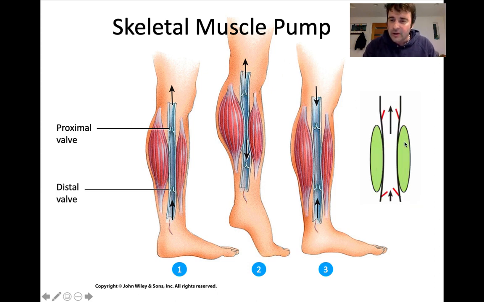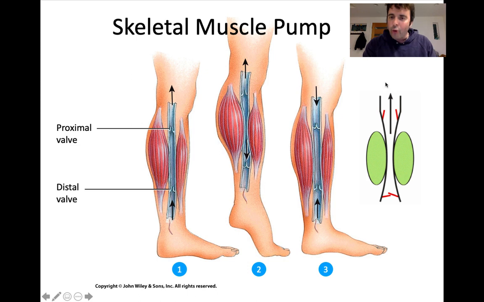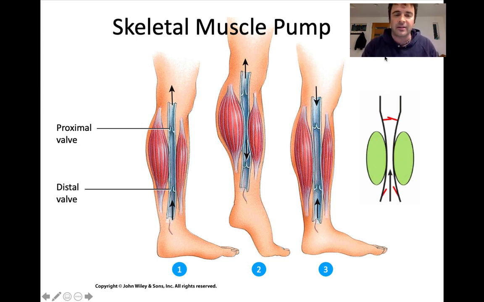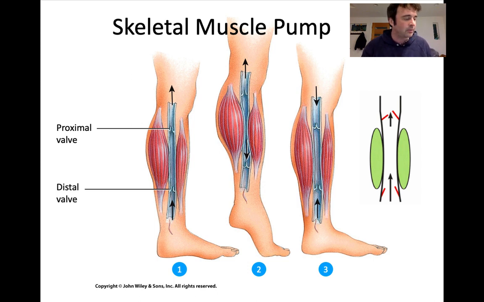So when you look at this here, bleep, bleep, bleep. It doesn't make that sound. That's just what I imagine when I hear it.